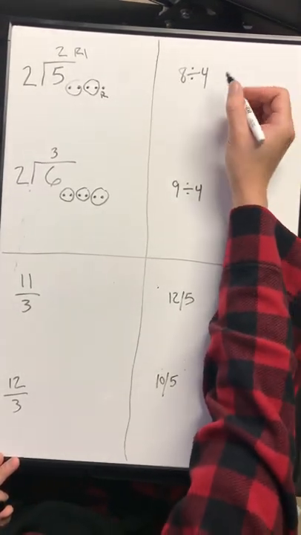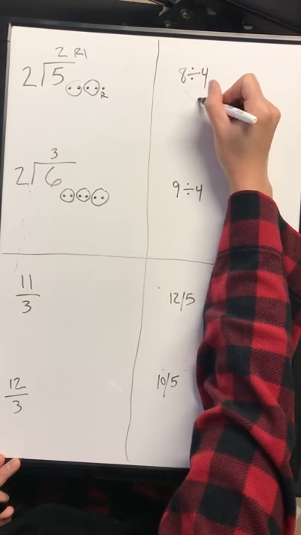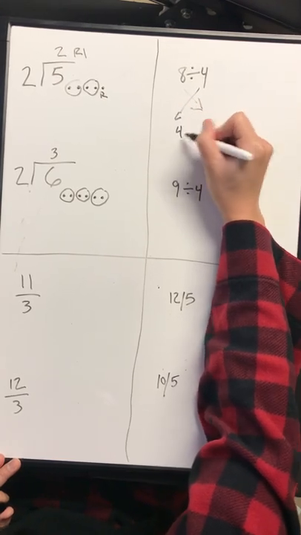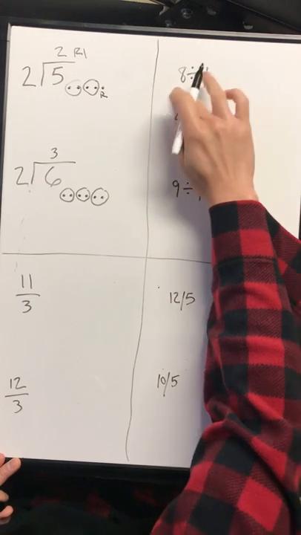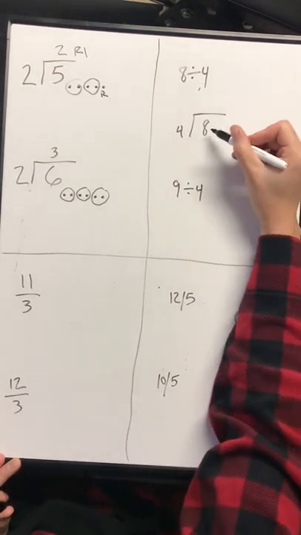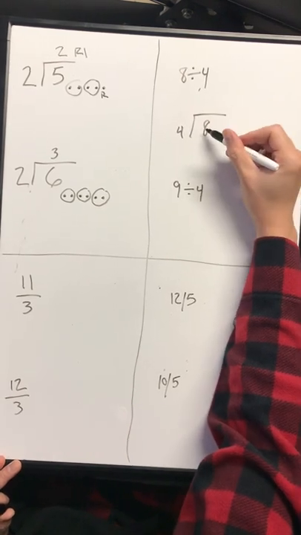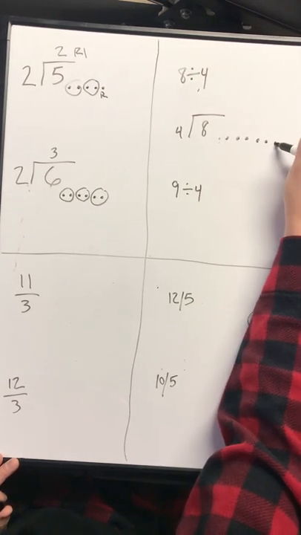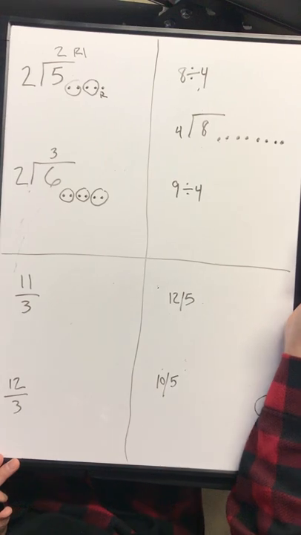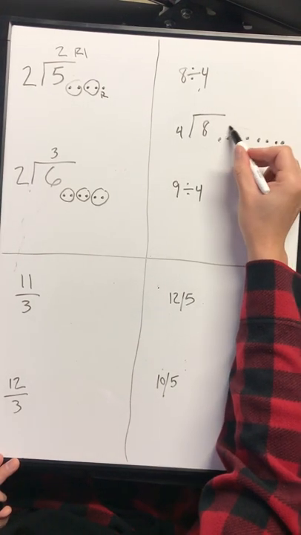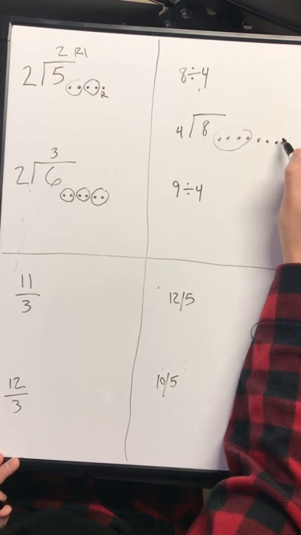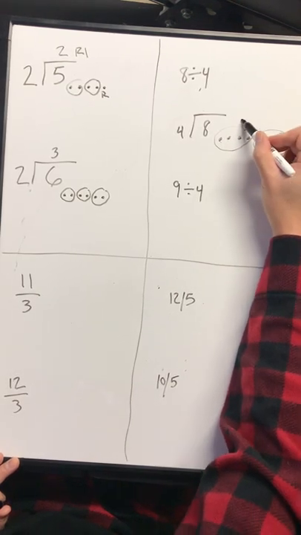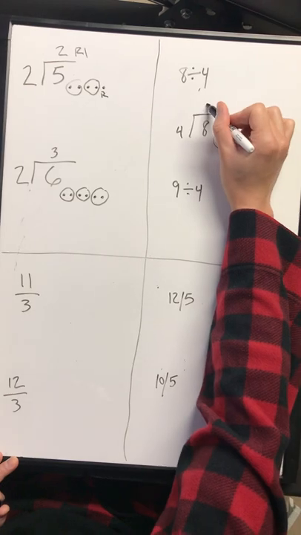8 divided by 4. We can also rewrite this this way. Put the 8 down here, and we can put the 4 right here. Now we're gonna do 8 divided by 4. 1, 2, 3, 4, 5, 6, 7, 8. Now I'm gonna count 4 times in the circle. 1, 2, 3, 4. 1, 2, 3, 4. And how many groups do I got? I got group number 1 and group number 2. So I'm gonna put the 2 right here.